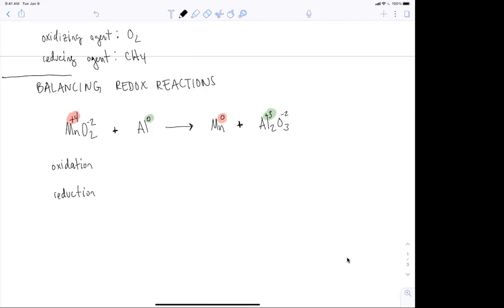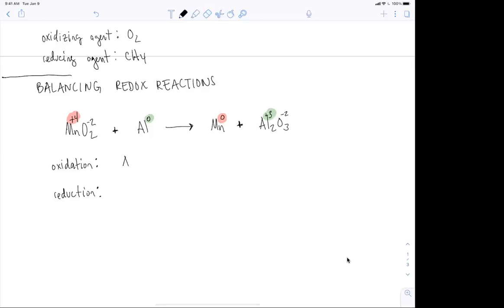I'm going to break it up into two separate reactions. The purpose of this, it doesn't have any real physical meaning. It's just a way to look at it that makes it easier to balance. So I'm breaking it up into its two separate reactions.